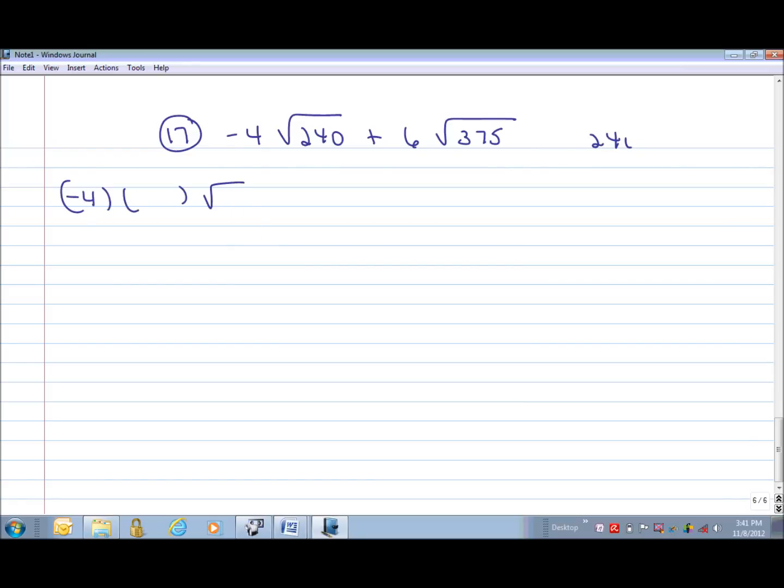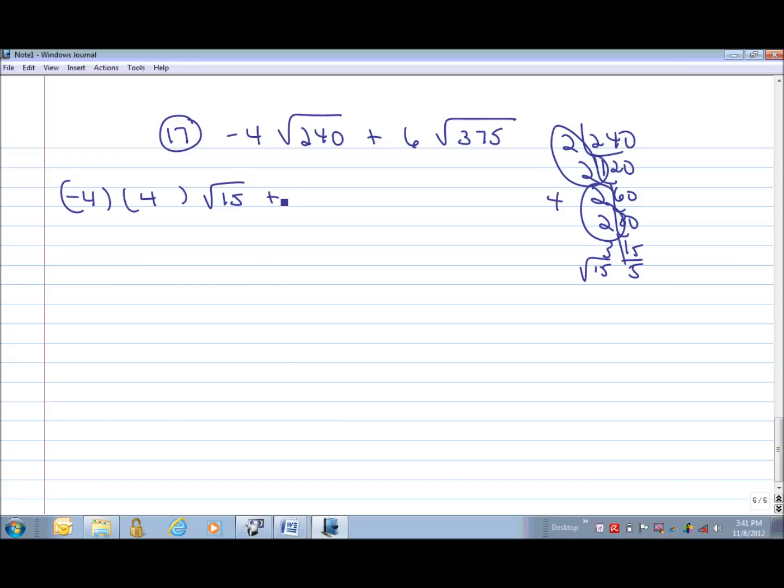So for 240, we would divide by 2 and get 120. We would divide by 2 and get 60. We would divide by 2 and get 30. We would divide by 2 and get 15. We would divide by 3 and get 5. And those are all prime numbers. Since it's a square root, we're looking for pairs. We have a pair of 2's and another pair of 2's. So 2 times 2 is 4, comes out of the house. This 3 and 5, which would be 15, has to stay back underneath the house. So this would be 4 outside and 15 underneath.